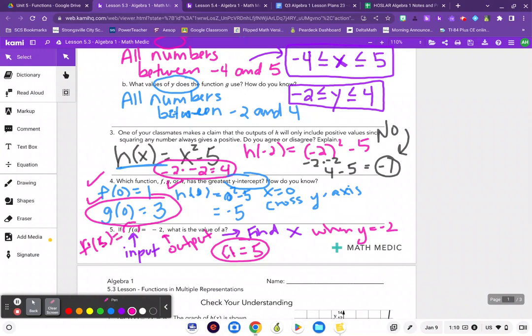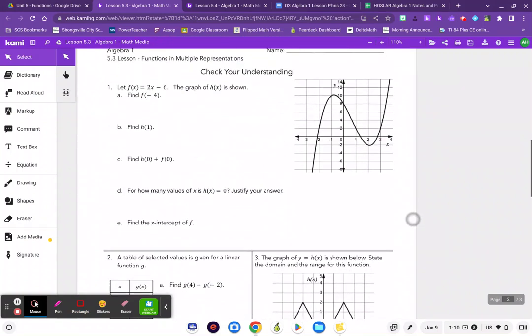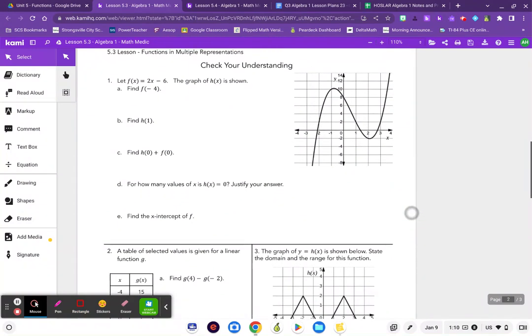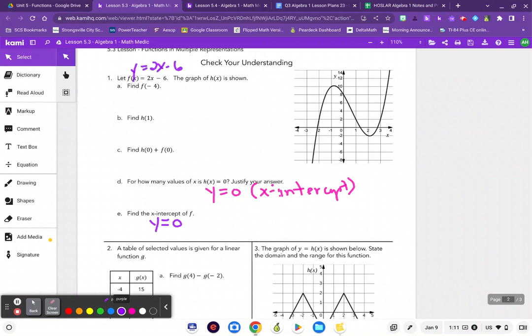All right. And so your job is to see what you can do on the check your understanding. I am going to give you a couple of hints here on the check your understanding. It says for how many values of x is h of x equal to 0? That's the same as saying when y is equal to 0. And when y is 0, you have an x-intercept. E says find the x-intercept of f. Finding an x-intercept means you're looking for when y is 0. Remember, this is the same as saying y equals 2x minus 6.